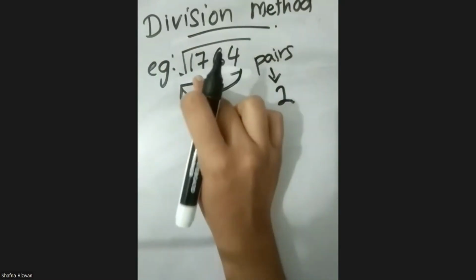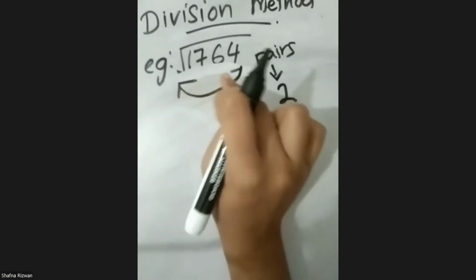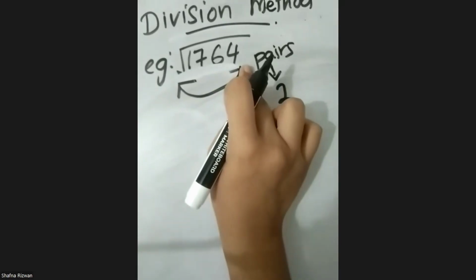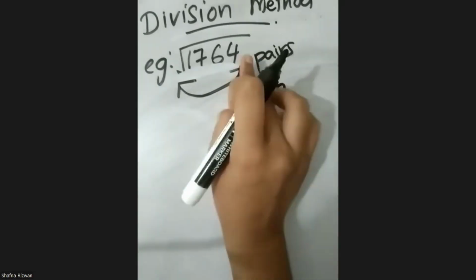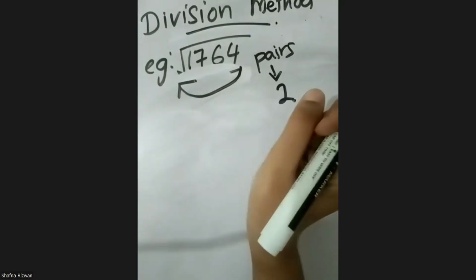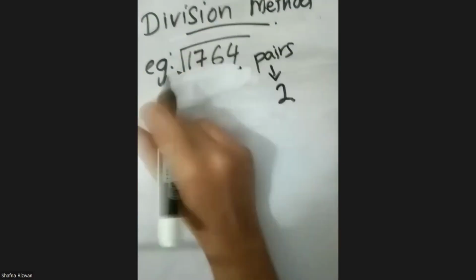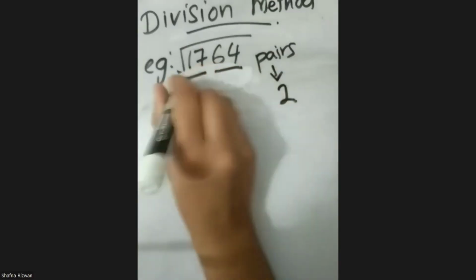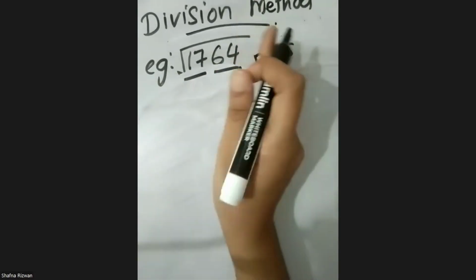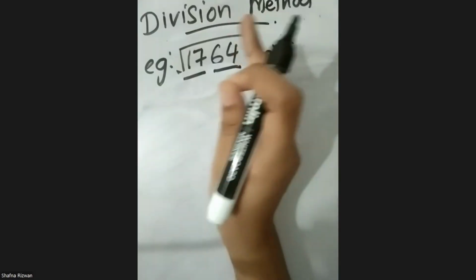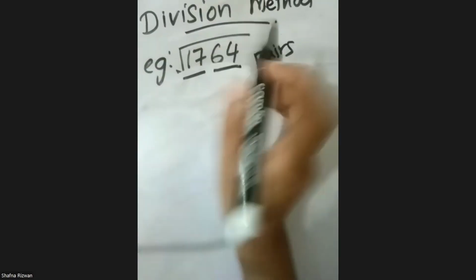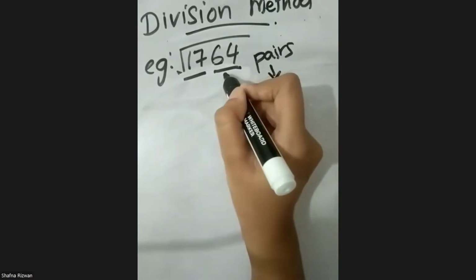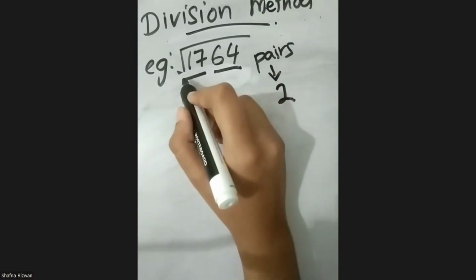Now this number 1764, how can you pair it? What are the numbers you can pair from right to left? You can pair 64 as one pair and 17 as another pair, from the ones place to the left. So 64 you can pair up, and then 17 you can pair up.